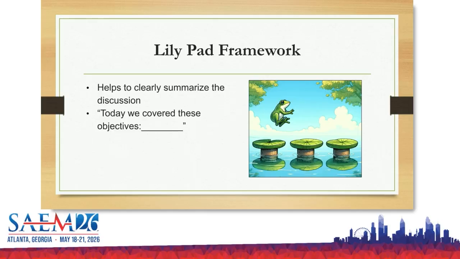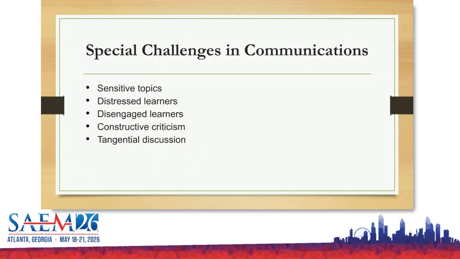Okay, so it also helps to clearly summarize the discussion. You've got this thing in front of you. You can say, today we discussed 1, 2, 3, 4, 5. Great. Do you have any questions? We covered these objectives. It reinforces at the end of the conversation what they were supposed to take away, so they don't leave feeling like they know their friends better, but they don't know what they were supposed to have learned from it. So again, you reinforce what you taught by using those objectives at the end.